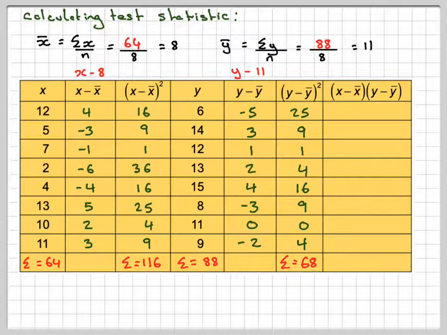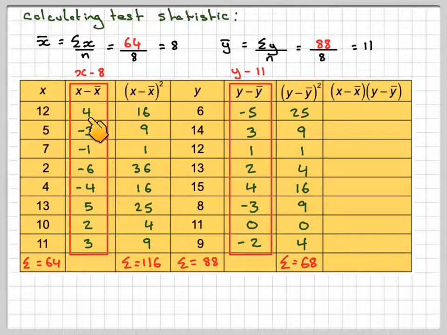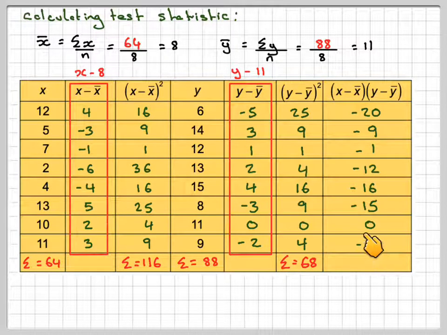To work out this column, we will need this one multiplied by this one. So 4 times minus 5 gives me minus 20. Minus 3 times 3 gives me minus 9, etc. And then one of them will be 0 because we've got 0 times 2. We sum that column, we're going to get minus 79.